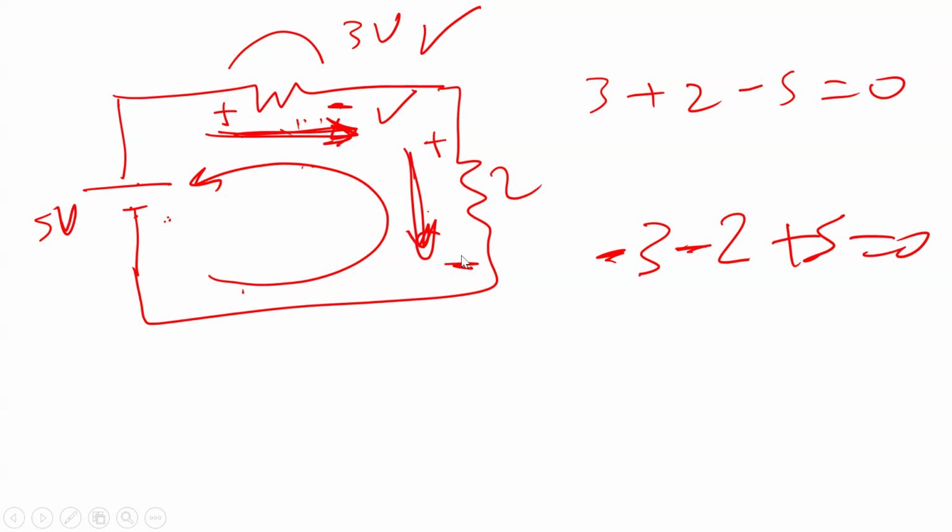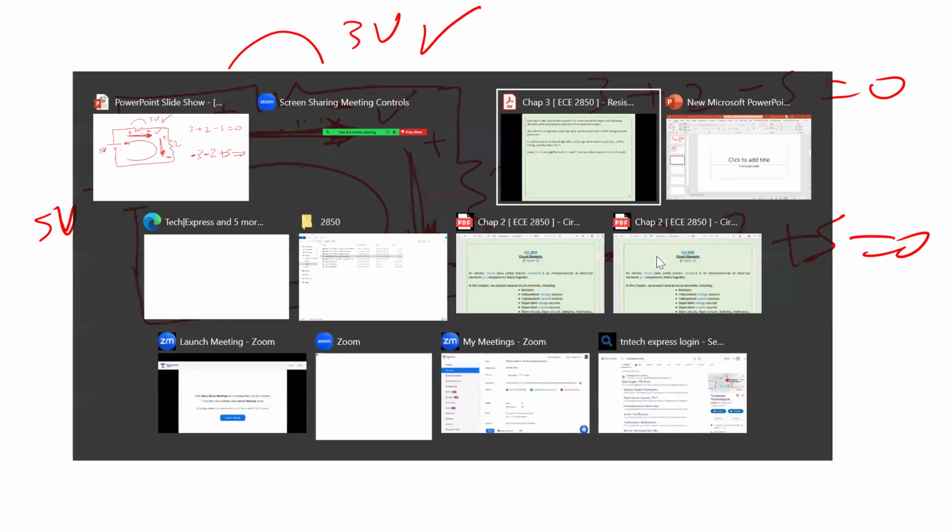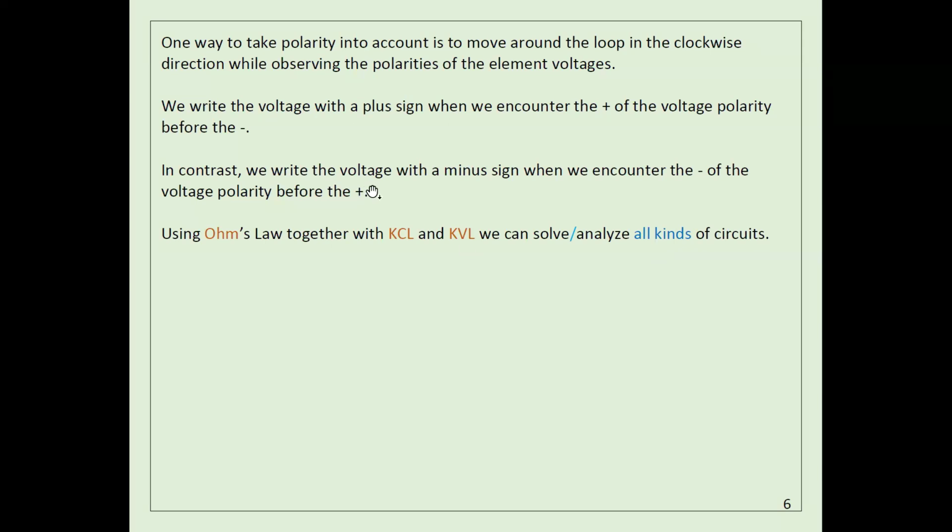That is for resistors. For the battery, if the direction is such that it encounters the positive first, like this case here, it is input from the positive. Okay, so take this one positive. If it is this way from the negative, take it negative, and then add everything together, you will get 0. Anyway, the best way to understand it is by examples, and you have many examples here. I'm gonna teach right now.